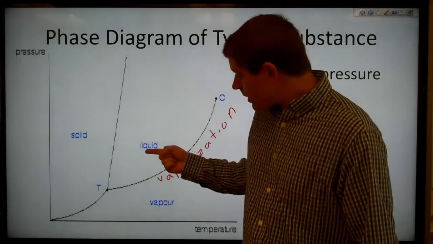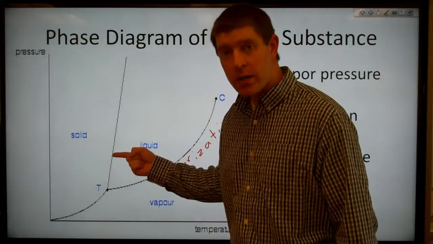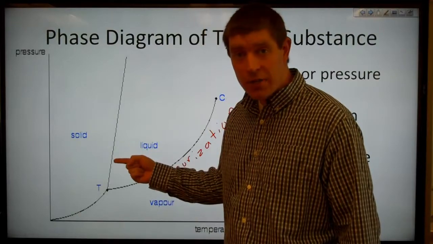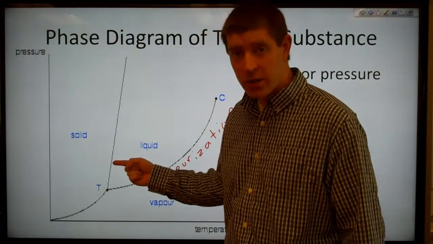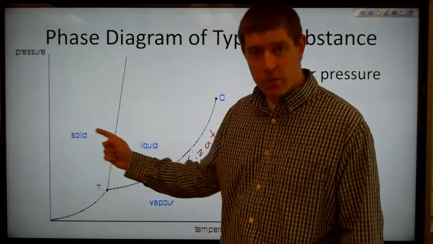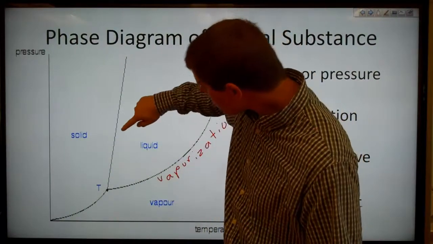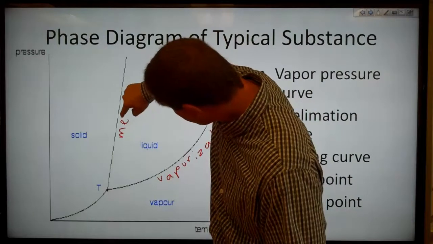If we keep going, now we have a liquid, and at some point, keeping the same pressure, we transition to the solid phase. This is, of course, our melting curve. We're melting if we go this way, and we're freezing if we go that way. So this is our melting curve.